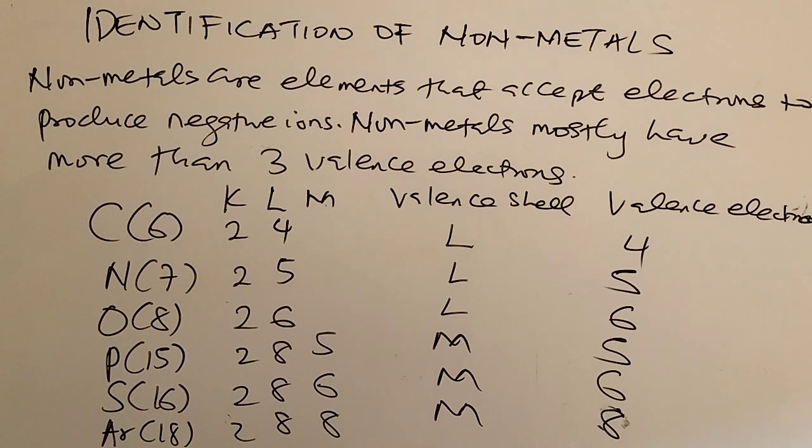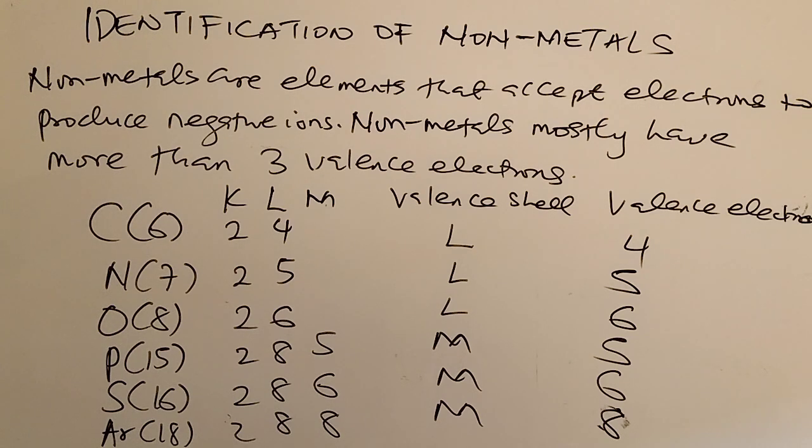Oxygen, 8 electrons, sharing 2 under the K shell, 6 under the L shell. The valence shell is L shell. Valence electron is 6. Phosphorus with 15 electrons, 2, 8, 5. That 5 resides in the M shell. So valence shell is M shell, valence electron is 5. Sulfur 16, 2, 8, 6 has 6 electrons in the M shell. Valence shell is M shell, valence electrons is 6.